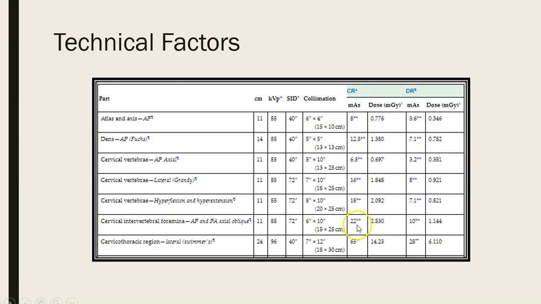Okay, now our technique is going to increase for those because we have to go through a little bit more. So for our mAs for CR, we'll have 22, digital will be 10. And then our swimmer's position will have 96 kVp, 40-inch SID, 65 mAs for CR, and 28 for DR. Okay, so those are our techniques there.